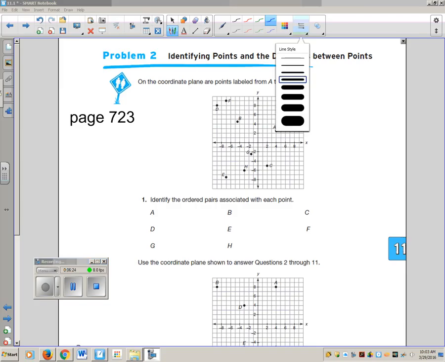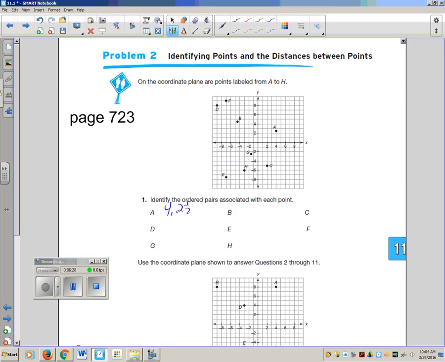4 and 2.5. Does anybody disagree with the 2.5? What do you think it should be? 2.25? If they gave us a bigger graph, but both are reasonable. B. Joy, B's right here. Take your pencil in your book. Straight down.